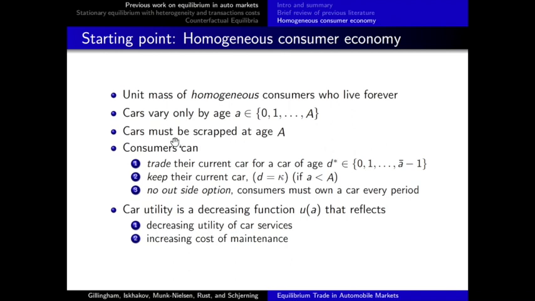Okay, so consumers can choose one of the following options. They can trade the current car for a car of another age. So you come in with a car of age A, and then you can choose between a new car, a one-year-old car, and all the way up to A bar minus one. You can't buy the oldest car because it's forced to be scrapped. That's one option. You can also keep your current car, which we signify by the choice being equal to kappa, for keep, and you can do that only if your car is not at the scrap age. Like I said, there's not going to be any outside option, so everybody needs to own a car in this economy. There's nobody who cannot own a car. And we're going to relax that assumption later.